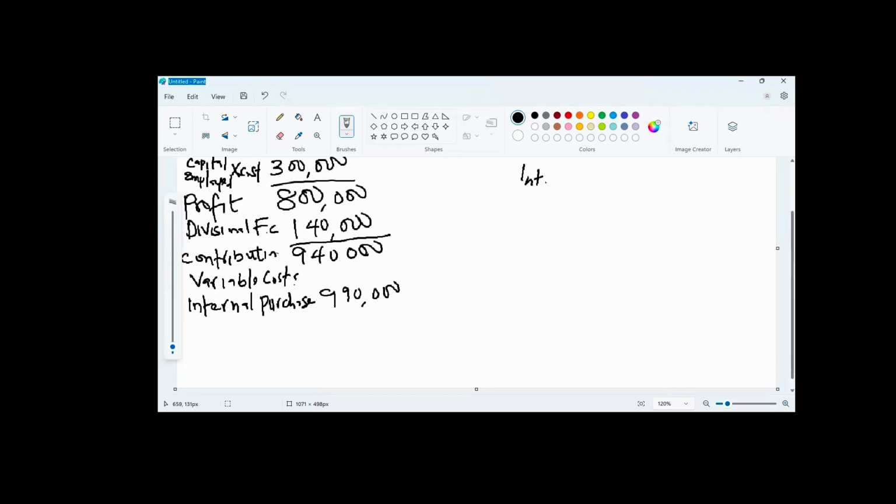Internal purchases. Beta division will purchase 200,000 components from Aba at the rate of 4.95 kobo. That is the internal transfer price. That will give us 990.